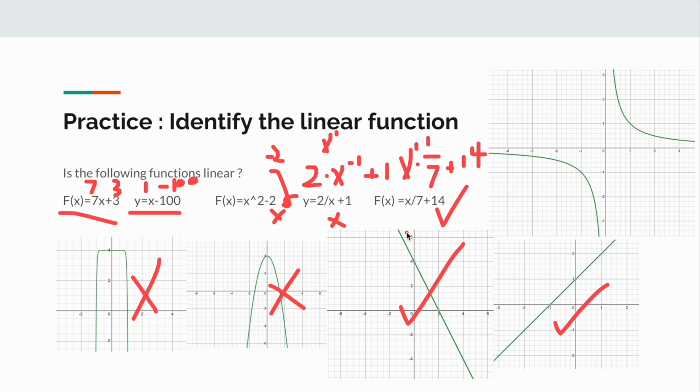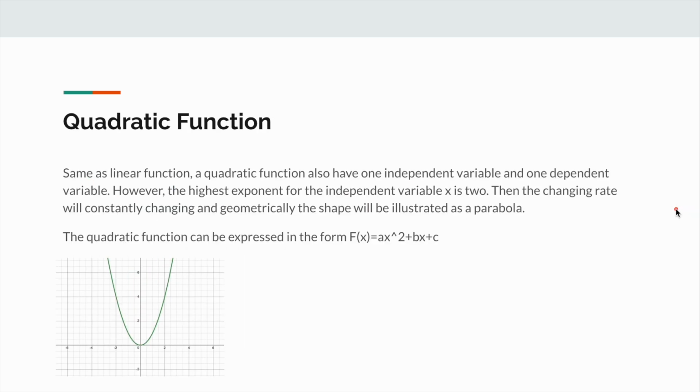And the fifth one is a reciprocal function, the same as the fourth one on the algebra. So it's not a linear function.